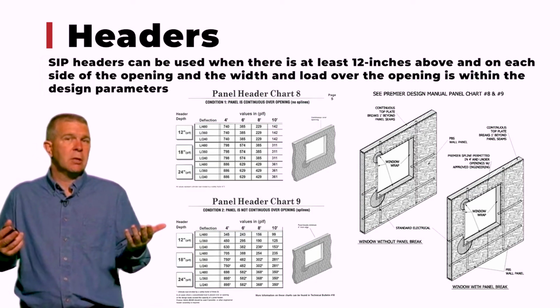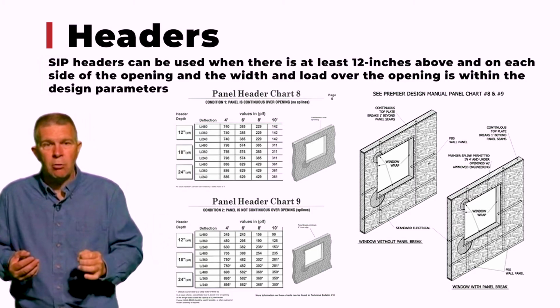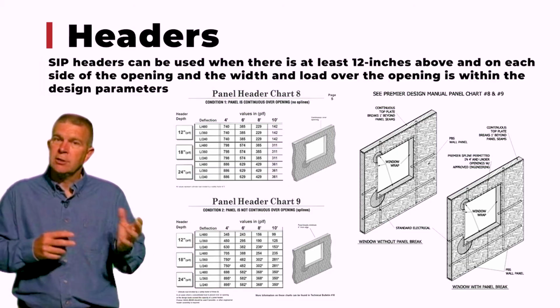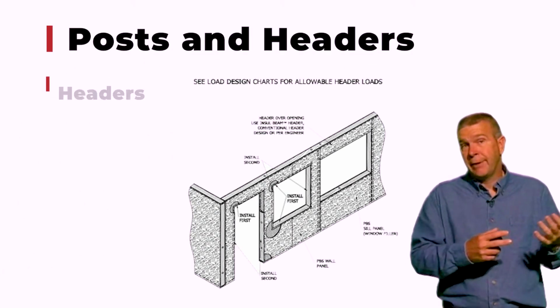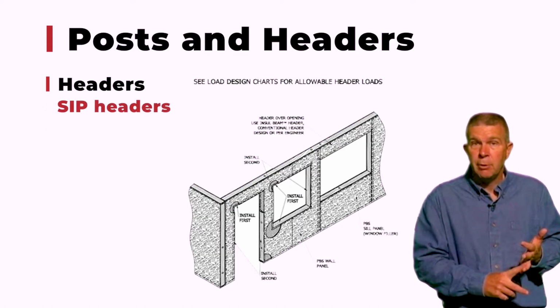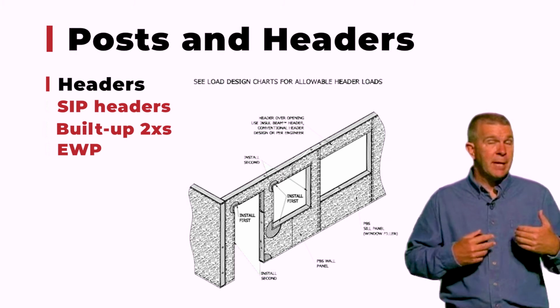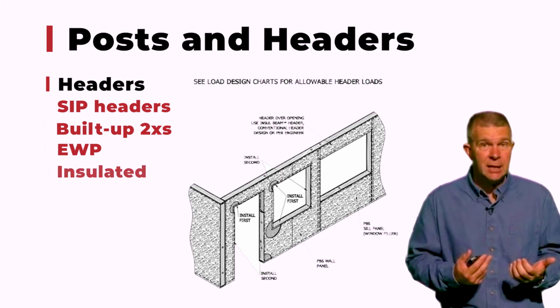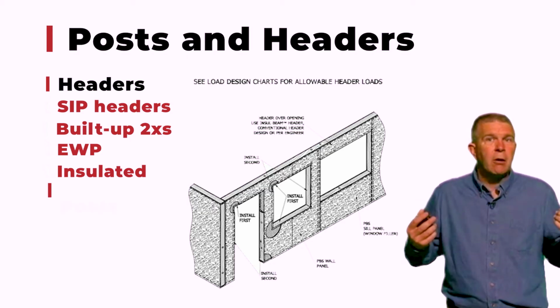It has a certain capacity, and once you exceed that capacity, the SIP header no longer works, and we need to start looking at some other options. In this case, what can those headers be? Well, if they can't be a SIP header, then we might have to look at a built-up 2x system, an engineered wood component. We may be able to use some of the many insulated components that are available, or insulated headers. And then what's carrying that header?